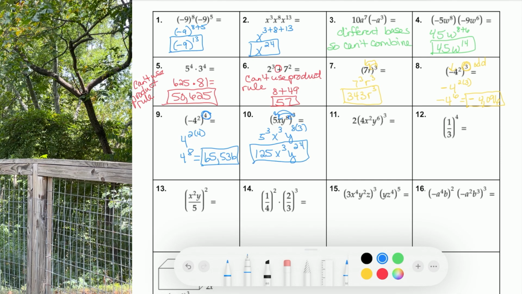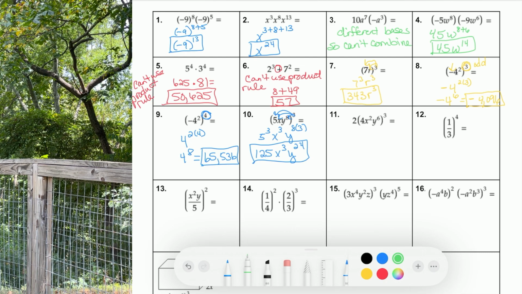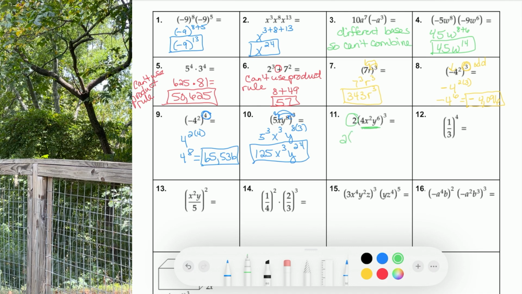Number 11, we have a 2 outside the parentheses, and then we have 4x squared y to the 6th power inside the parentheses, and all of that is raised to the power of 3. Again, the only base that that 3 is attached to is right here in the parentheses. It's not attached to that 2, so that 2 is not going to change. It's going to stay out here. Now that 4 is to the power of 3, so I'm going to write 4 to the power of 3. Our x becomes 2 times 3, and our y becomes 6 times 3.